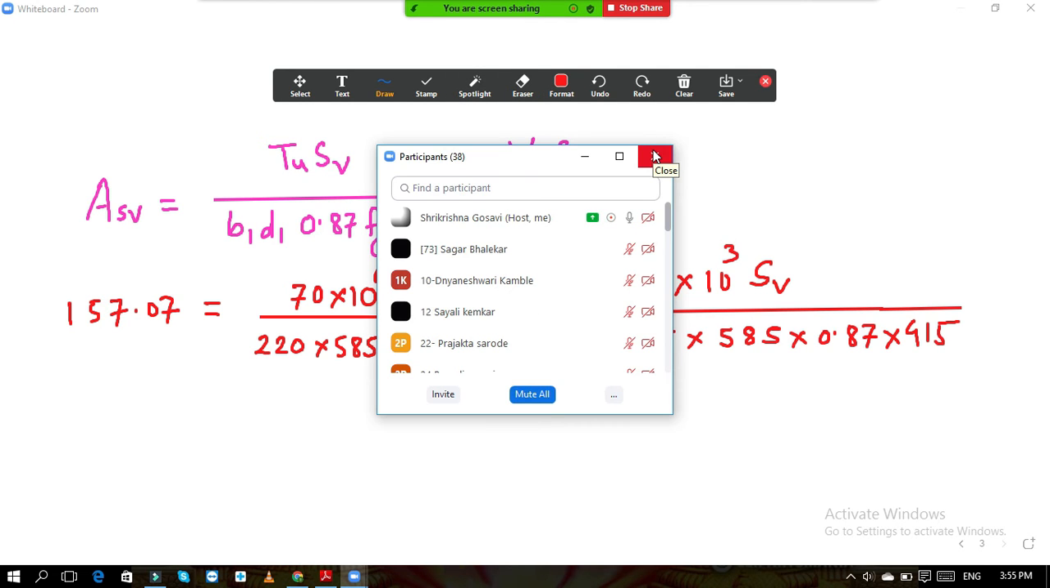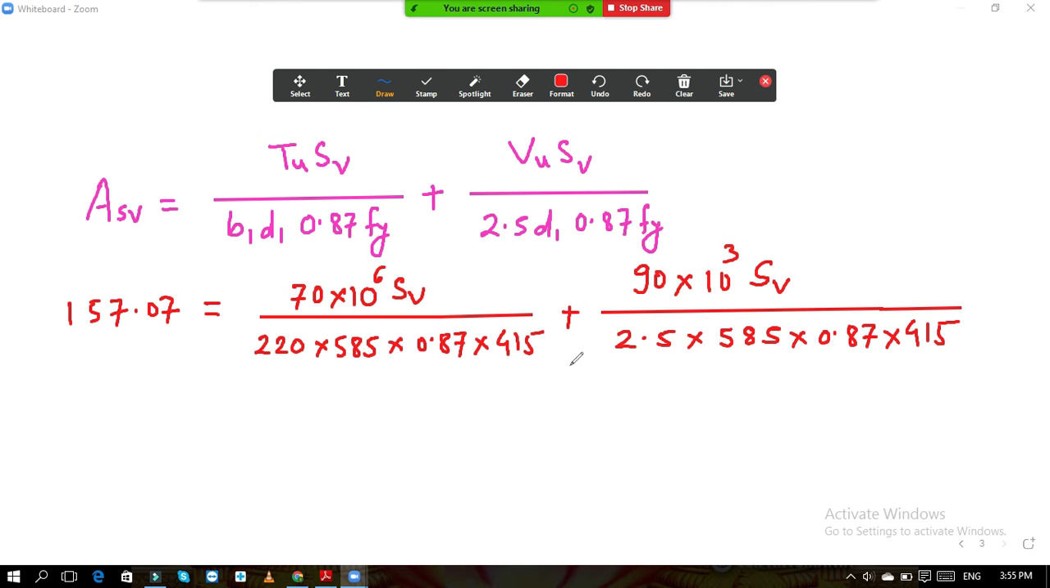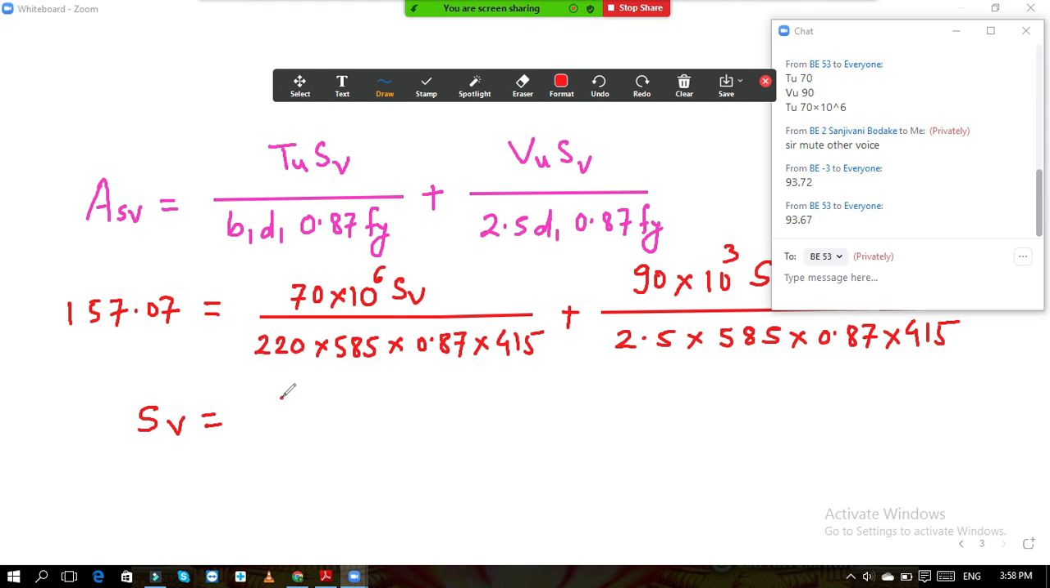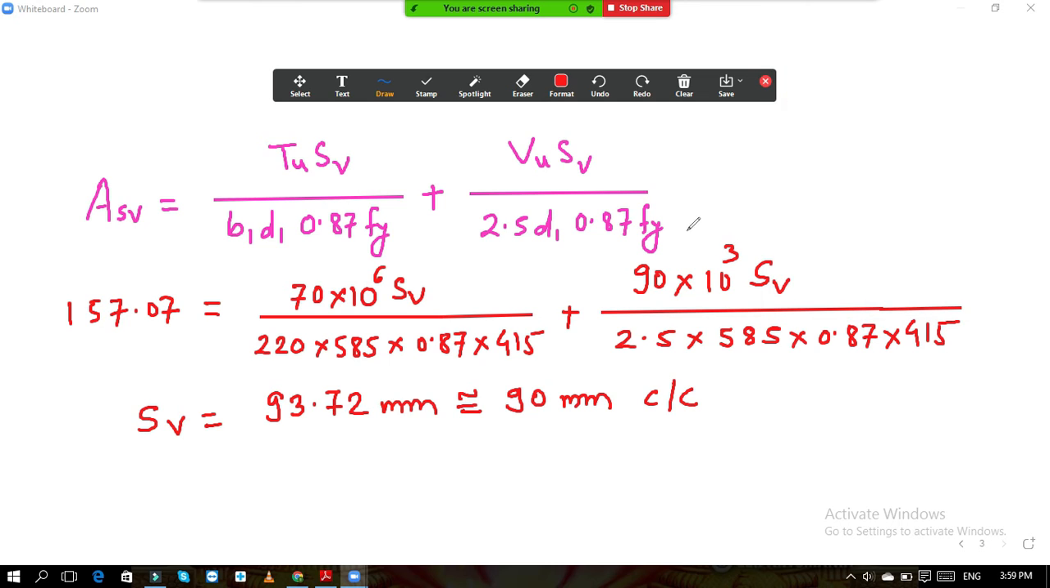So what is the answer now? Please do the calculation fast. Let me know the answer. 93.72. Okay, so the spacing we are getting over here is very small. 93.72 mm. So we can round this value down to 90 mm center to center. Okay, so this is 90 mm center to center.